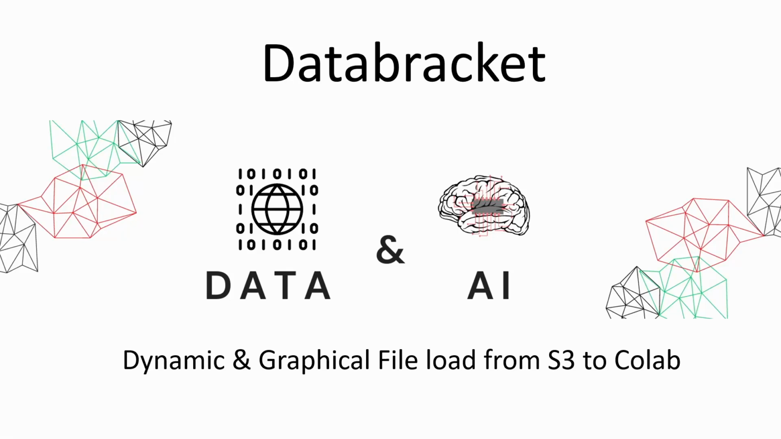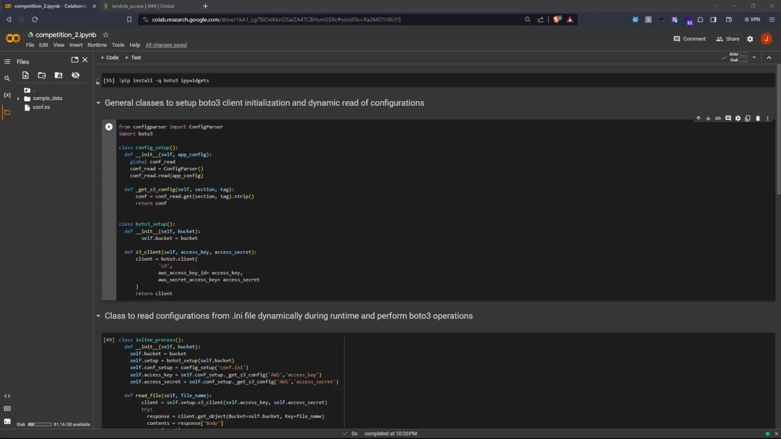Hello everyone. Today we are going to see how to programmatically load cloud files like S3 into Google Colab using dynamic configurations or graphically through input widgets. So here we are in our notebook.